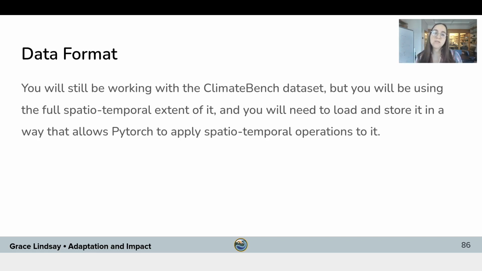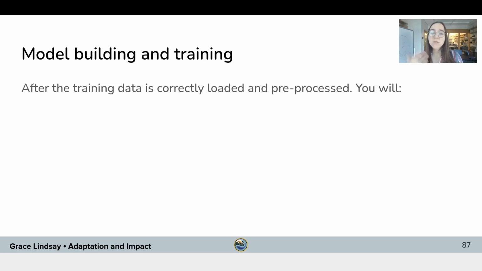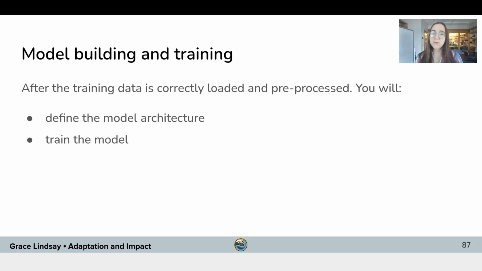And to get started with this, you'll have to first load and store that data in a way that allows PyTorch to access the spatial and temporal components of it. And then once you've loaded that data, you will define the model architecture, this CNN plus LSTM. You will train the model. Here we have the same considerations about having a training data set and then a separate testing data set, and then you will analyze the results. So I hope you enjoy tackling this more advanced way of building a climate model emulator.